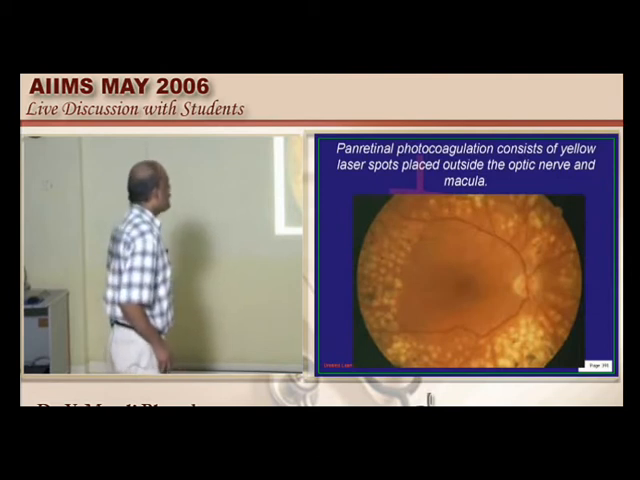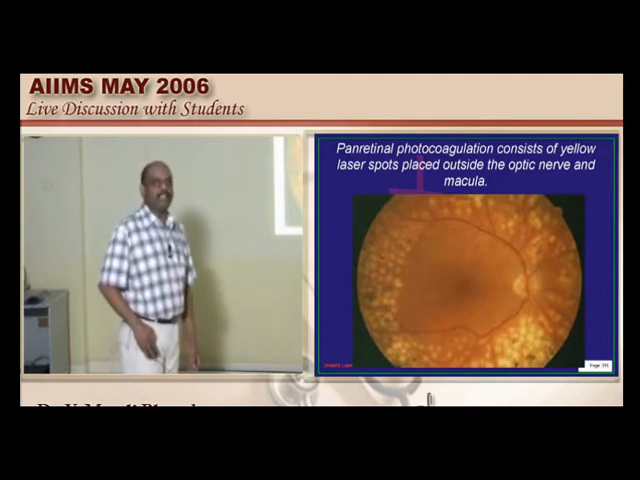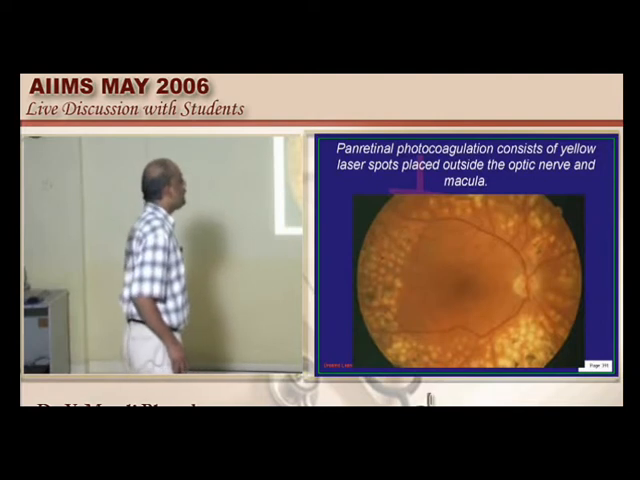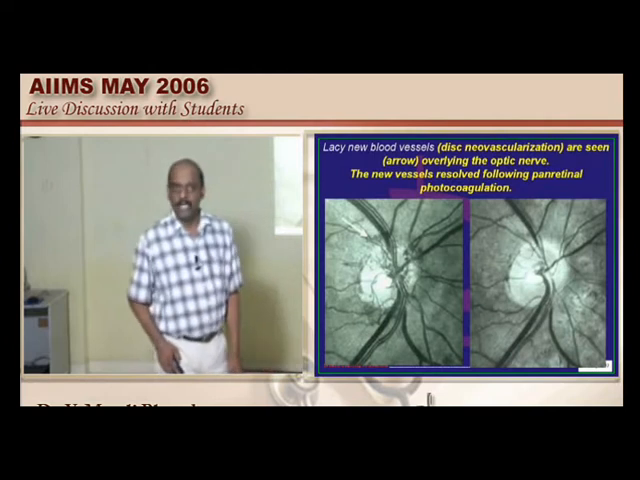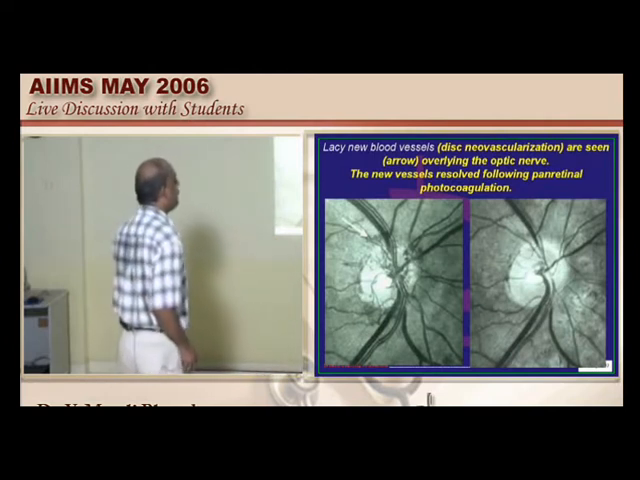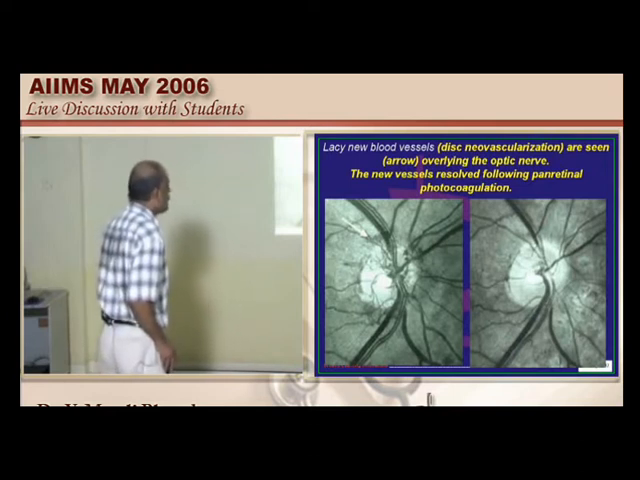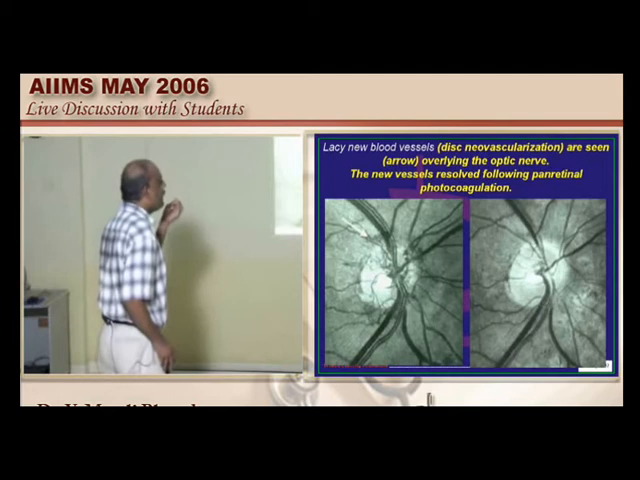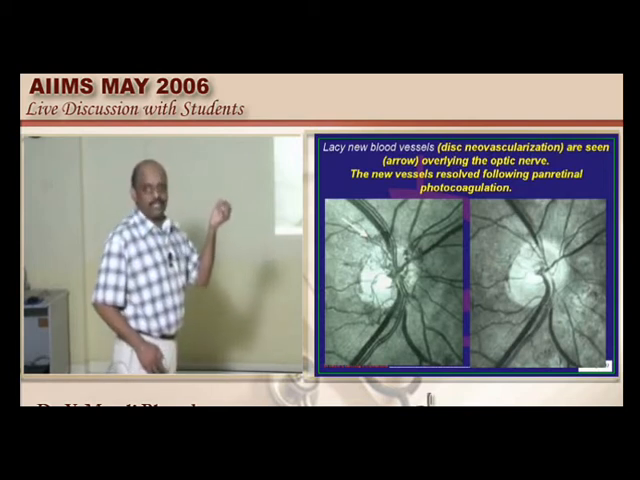In this given case, you can see all those yellow laser spots which are placed around the optic nerve and the macula. In a given case of panretinal photocoagulation, which is considered to be the treatment of choice if there is a neovascularization, is what needs to be understood. How do you diagnose the neovascularization? Fluorescein angiography is considered to be one of the best investigations. What you can see are all those new vessels, which are tiny vessels developing around the optic nerve. Once you have done the fluorescein angiography, after doing the photocoagulation, you can see the resolution of the neovascularization.